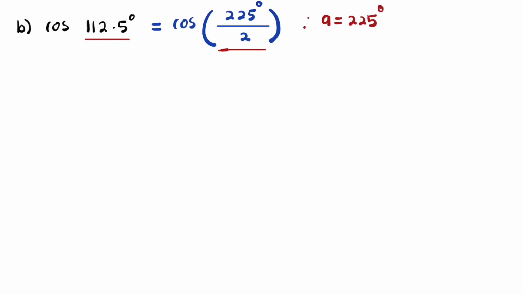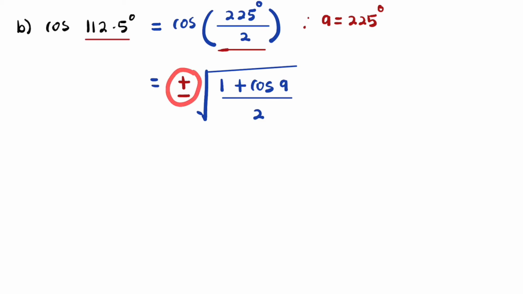Now for the cosine function, the half angle also, you will have to choose whether the plus or minus. The formula says that you're going to have the square root of 1 plus cosine A over 2. How to choose the plus or minus? It depends on the angle 112.5. So since your theta, 112.5, falls on which quadrant? This one would be at quadrant 2.